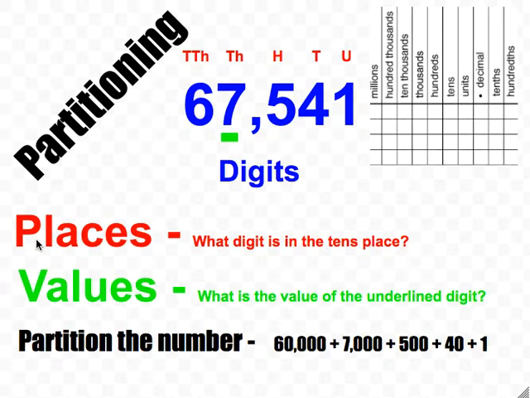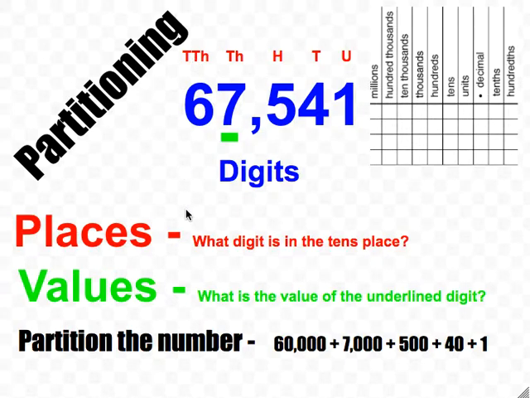The next one is places or place values. We often work with a chart that looks something like this. We can see that in this chart we have the decimal point here, the units, tens, hundreds, thousands, 10,000s, 100,000s and millions. In terms of decimal places, we also have tenths and hundredths. When we look at our number again, 67,541, we can see that we have the places units, tens, hundreds, thousands, and tens of thousands.